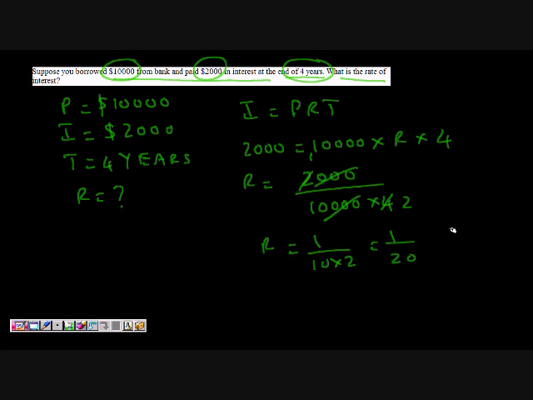Now, whenever we express interest rates, we express it as a percentage. So percentage is usually by 100. So in order to make this by 100, we multiply numerator and denominator by 5. So 1 into 5 divided by 20 into 5. So R is equal to 5 by 100, which is 5%. Okay. So the interest rate to borrow the money was 5%. And that's how we solve some of these problems.